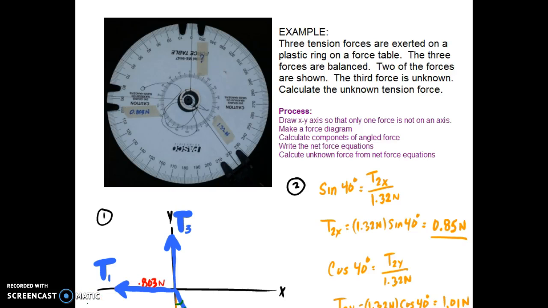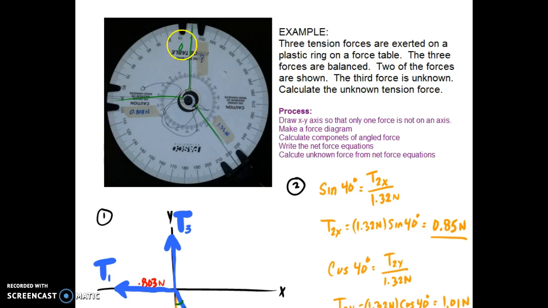Here's an example we did in class. This is the force table that most of you saw. This ring is balanced by 3 tension forces, one there, and one there. If you look closely, you can see the angles.